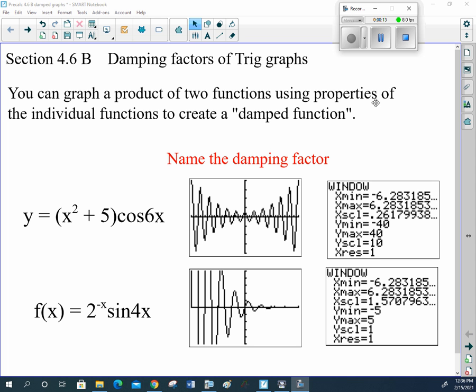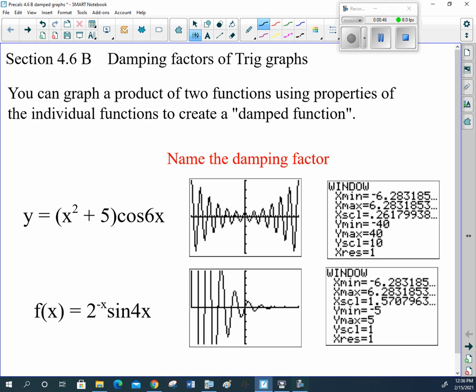So first of all, we've got some pictures here that go along with the equation y equals quantity x squared plus 5 times the cosine of 6x, and then f of x equals 2 to the negative x power times sine of 4x. So I've got the pictures there, and you can see that these pictures have a damping effect, meaning that as time goes on, depending upon which direction you're going, the graph gets smaller in the vertical direction. So there's different types of damping.